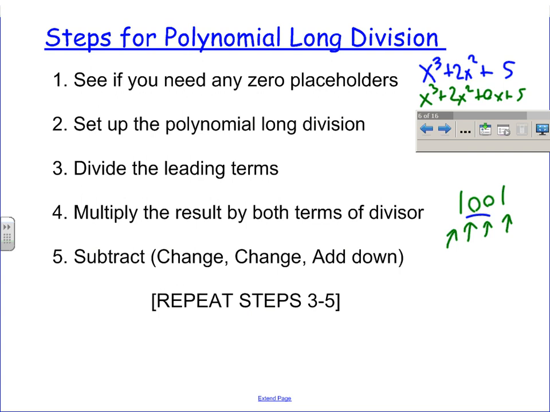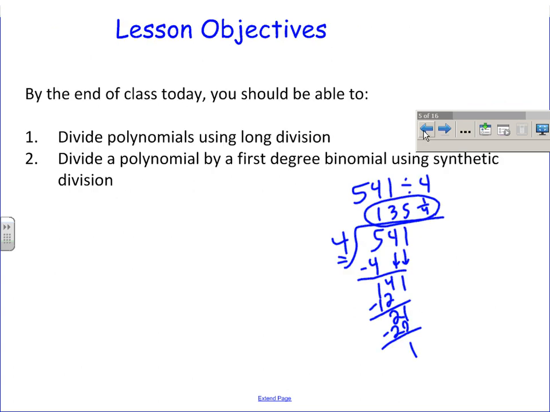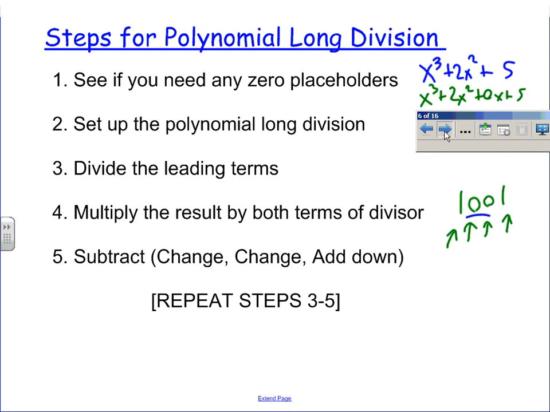Then we set up the polynomial long division, divide the leading terms, multiply the result by both terms of the divisor, and then subtract. And then repeat steps 3 through 5, just like we did here. We multiplied and subtracted 1 time, 2 times, and 3 times. So that's repeating steps 3 through 5 of this process.